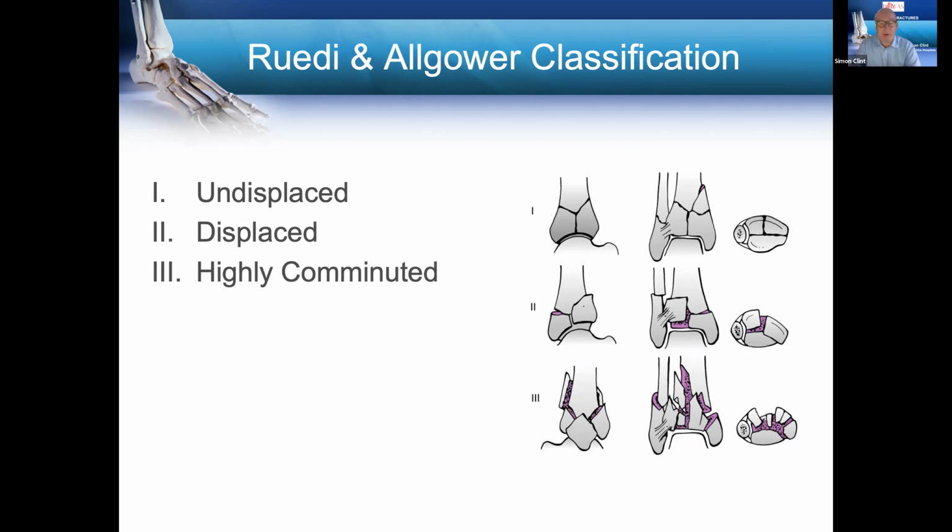Obviously, that's incredibly subjective. What is just displaced? What is highly comminuted? And as a result, it really is subjective and inaccurate. But it's an easy one to remember. And it's certainly the classic classification system for Pilons.